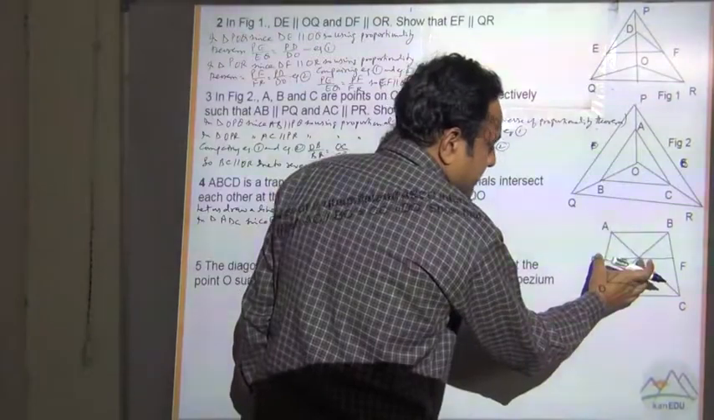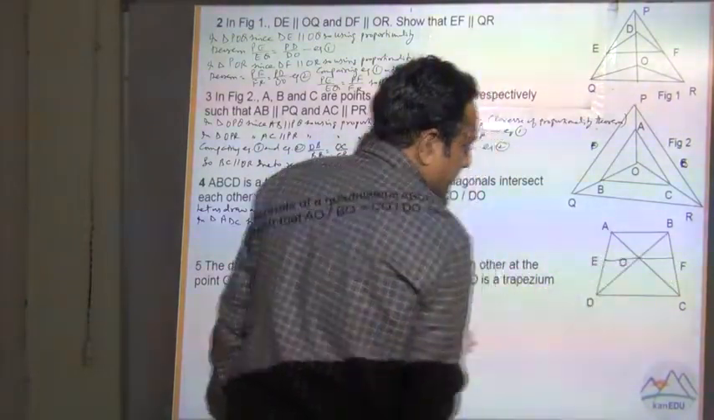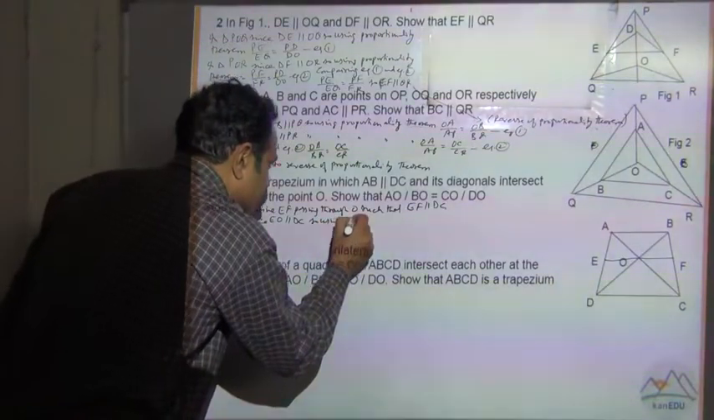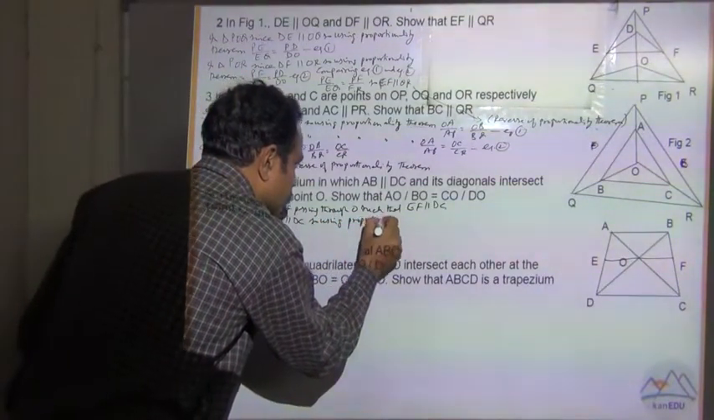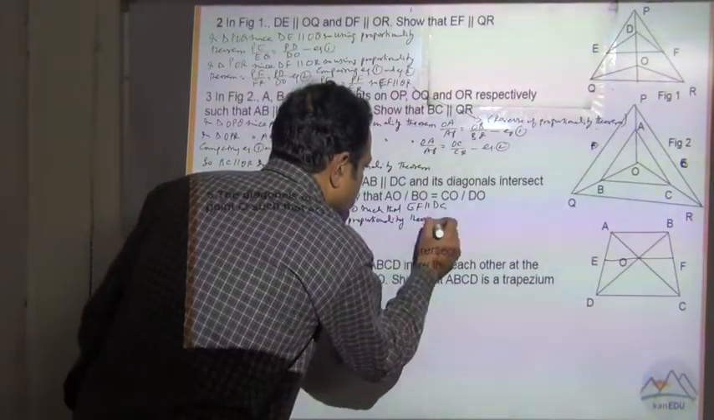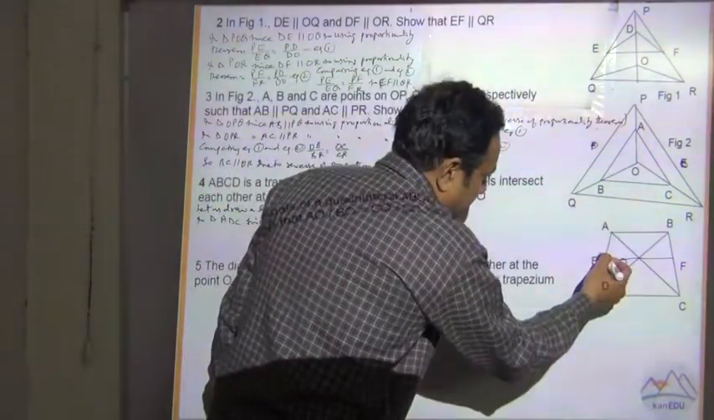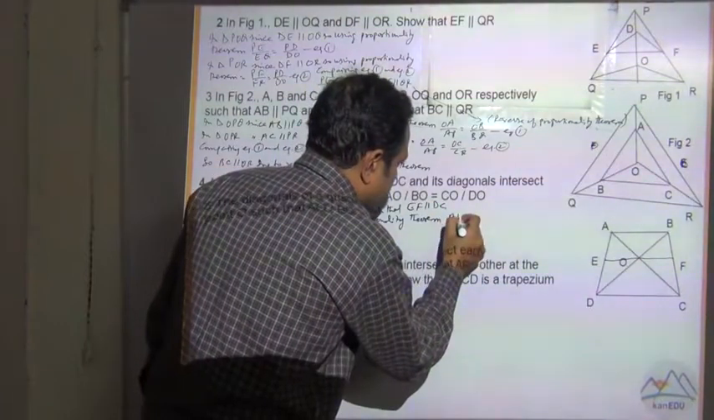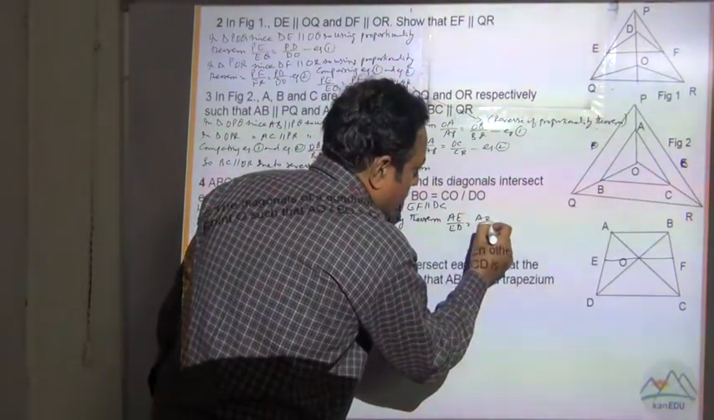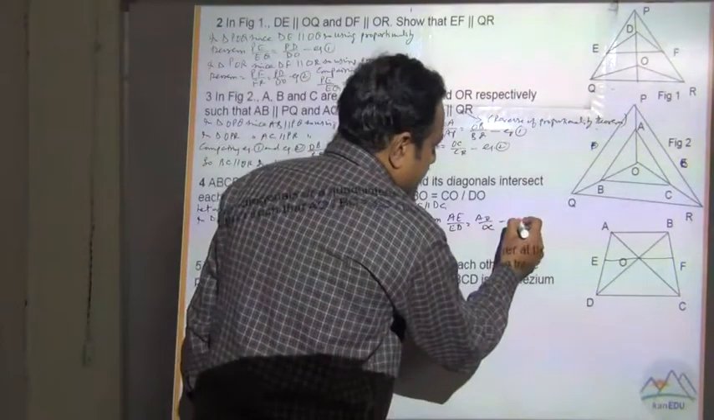It is a segment on this line. So using the proportionality theorem, AE upon ED is equal to AO upon OC, say equation 1.